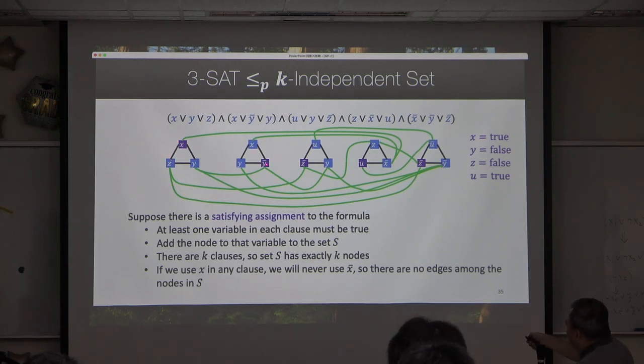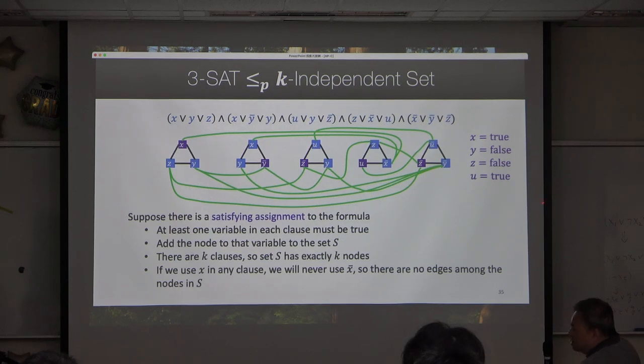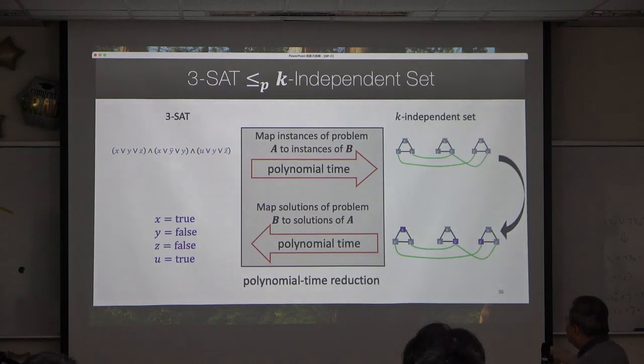We select Y bar here, so Y is false. We select Z bar here, so Z is false. We select U here, so U is true. Once we have this independent set, we immediately know this truth assignment, and then we are able to map this back to here.